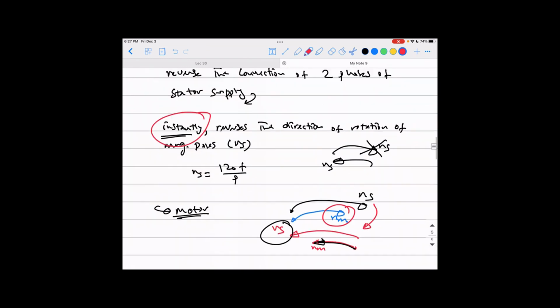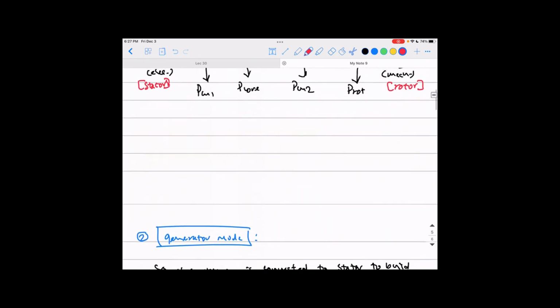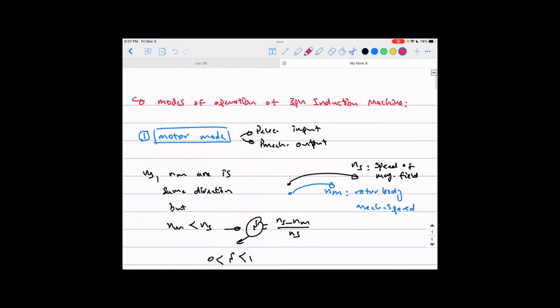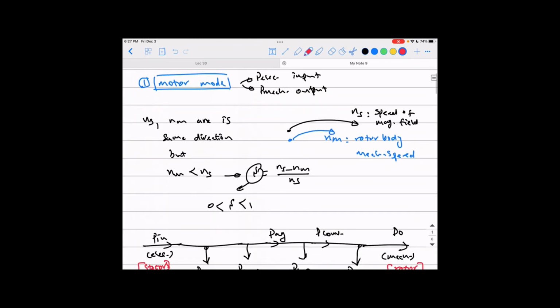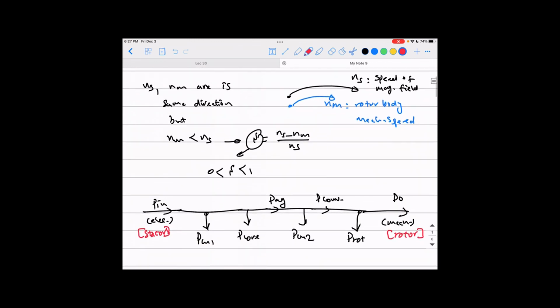So that's the whole point to talk about here: you have three modes of operation. The motor mode, well, that's the usual one, the most commonly used mode of operation for the induction machine, where you input electric power to the stator terminals, and this will be converted into mechanical power on the rotor, and the rotor will start rotating. Like we said, the mechanical speed of the rotor will be a little bit less than the synchronous speed, but slips behind it. That means it's in the same direction as the synchronous speed, and that's why your slip will lie between 0 and 1. It's a small value most of the time.